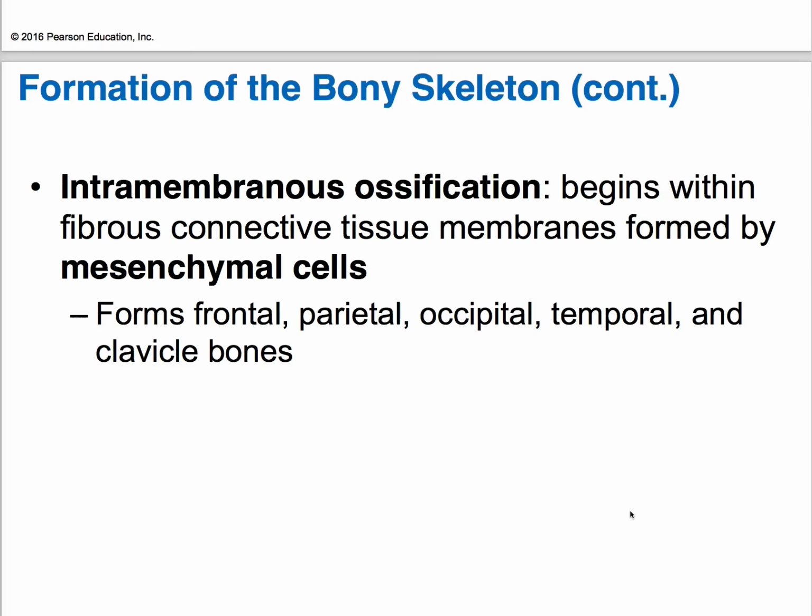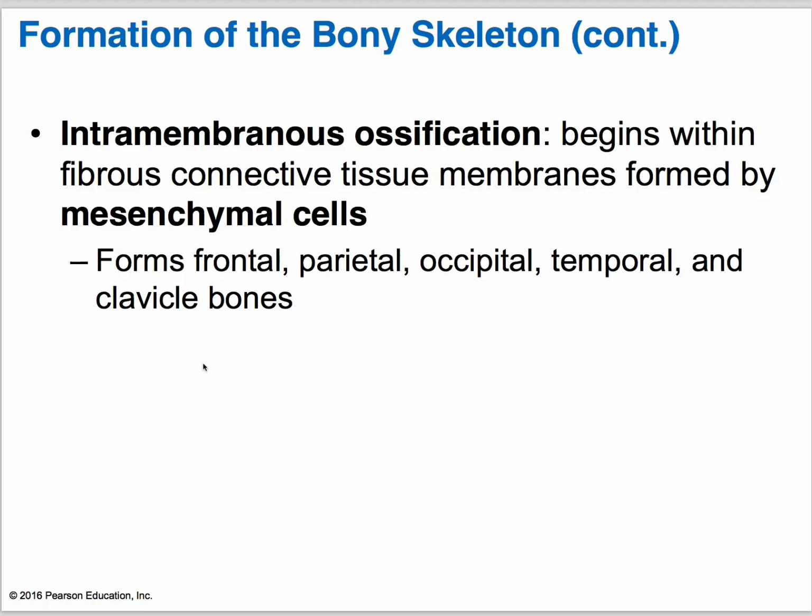Now we're going to be talking about intramembranous ossification. Intramembranous ossification begins within the fibrous connective tissue membrane that's formed by the mesenchymal cells. Remember, these mesenchymal cells are able to specialize into other types of cells, just like we saw in the previous scenarios with endochondral ossification. So we're going to be seeing somewhat similar stuff going on over here also. The process is relatively similar, and we're going to be talking about that.